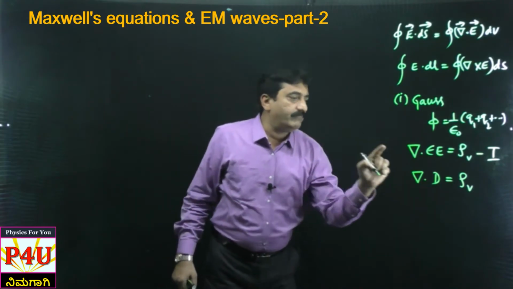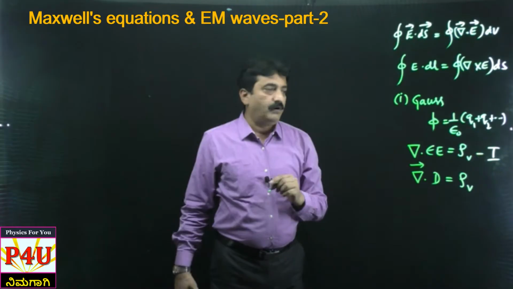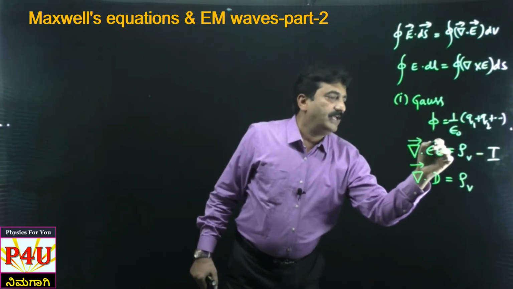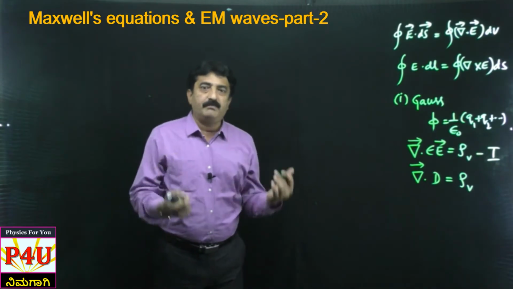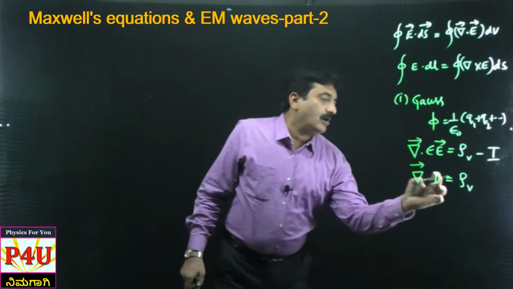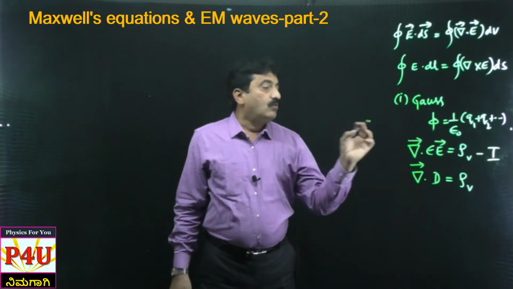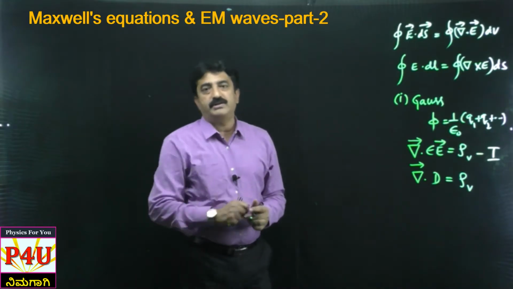Dear students, whenever you write del, remember there must be an arrow mark on the top of it. So del is a vector, E is a vector, epsilon is not a vector, of course, it is nothing but permittivity. They are all well-known factors in fact. Well, del dot D is equal to rho V. Sir, what is rho V? Rho suffix V stands for volume charge density.